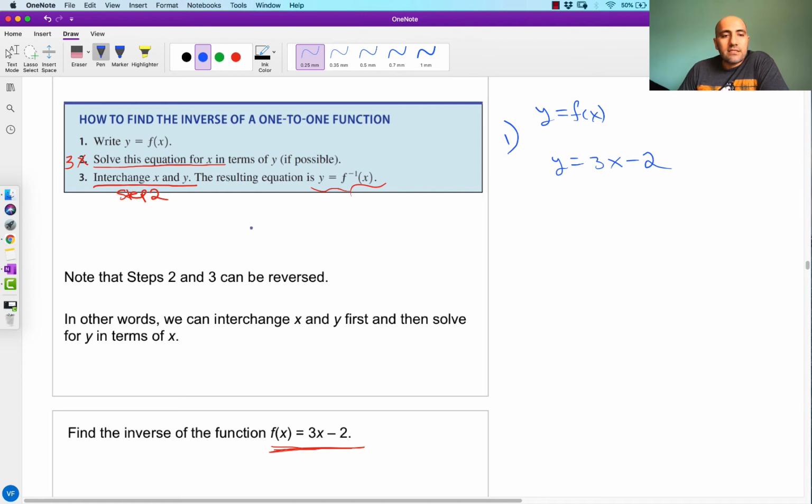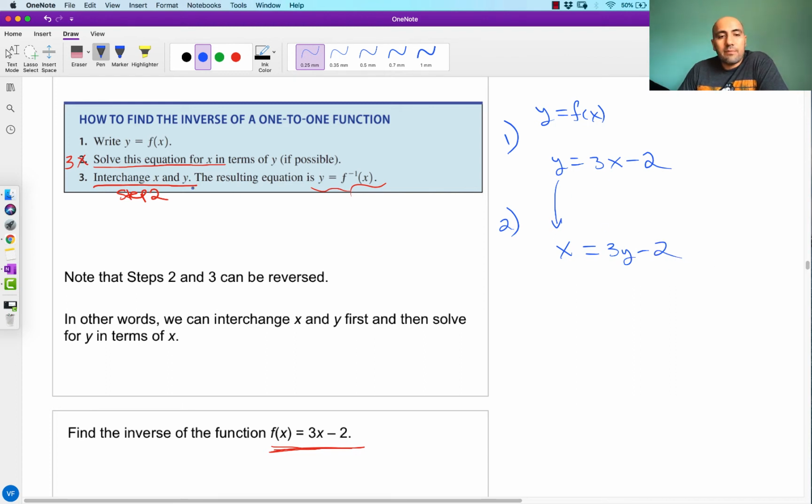Okay. Next, I want to interchange the x's and the y's. Step number 2, interchange x's and y's. That just means go through your equation. Whenever you see an x, you're going to write it as a y. Whenever you see a y, you're going to write it as an x. So y equals 3x minus 2 is going to be rewritten as x equals 3y minus 2.